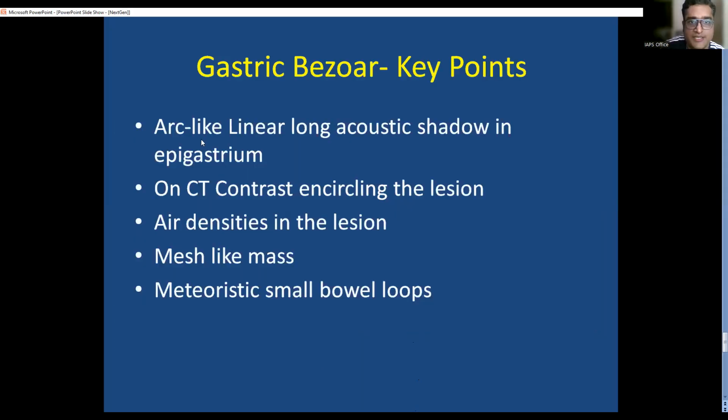Arc-like linear long acoustic shadow in the epigastrium. On CT scan, contrast encircling the lesion. Air densities in the lesion, mesh-like mass. And if there is Rapunzel syndrome, or it is extending into the small bowel, you may find meteoristic small bowel loops.